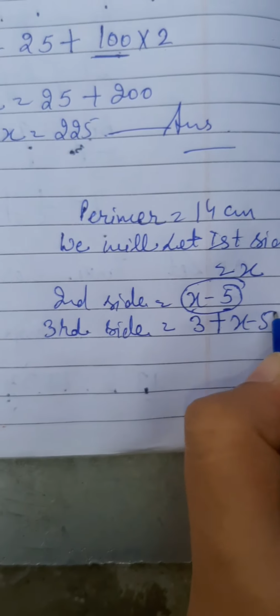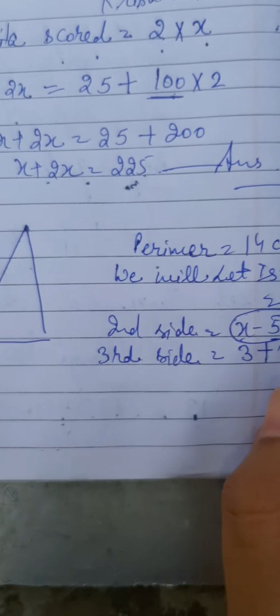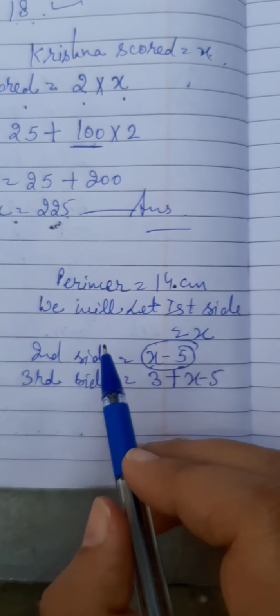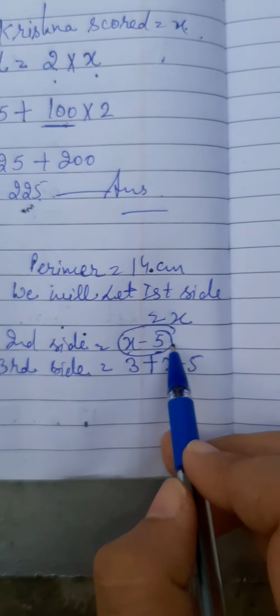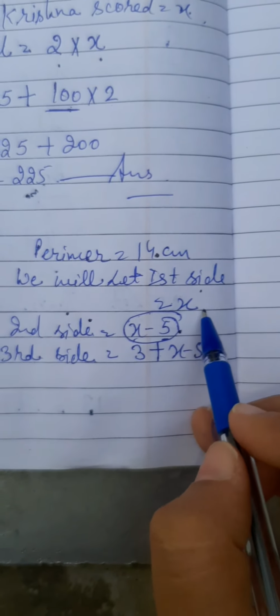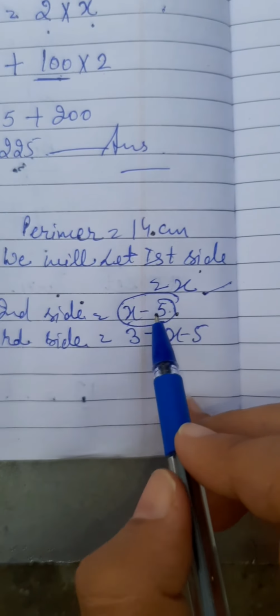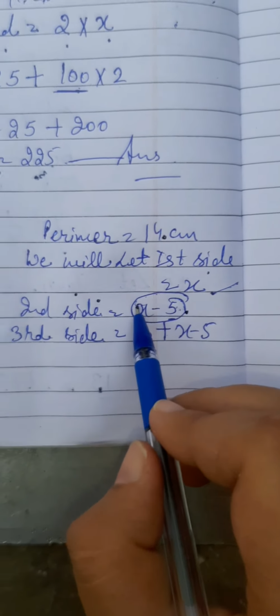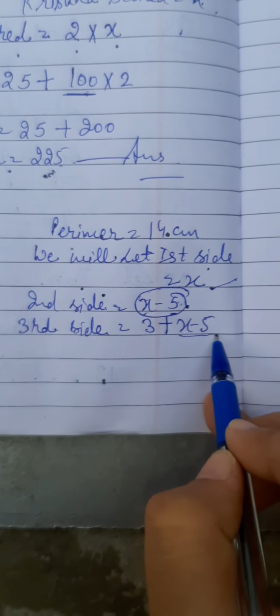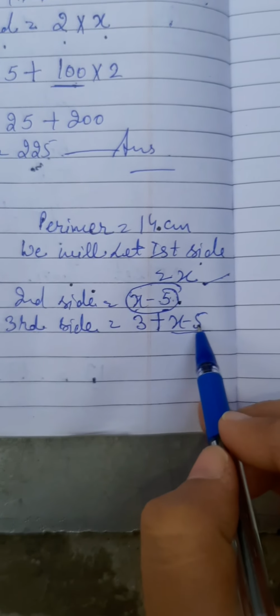Again I am explaining this question. They are saying perimeter is 14 centimeters. Second side is 5 less than first side. We don't know the first side, so we will let it be x. So 5 less than first side means x minus 5. Now they are saying third side is 3 more than second side. So second side is x minus 5.